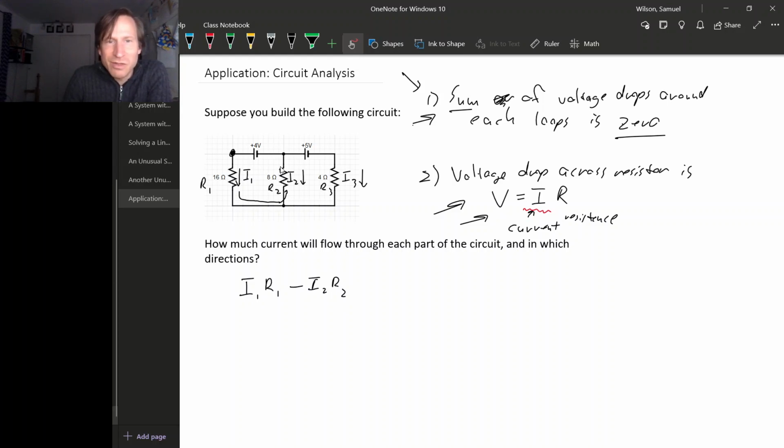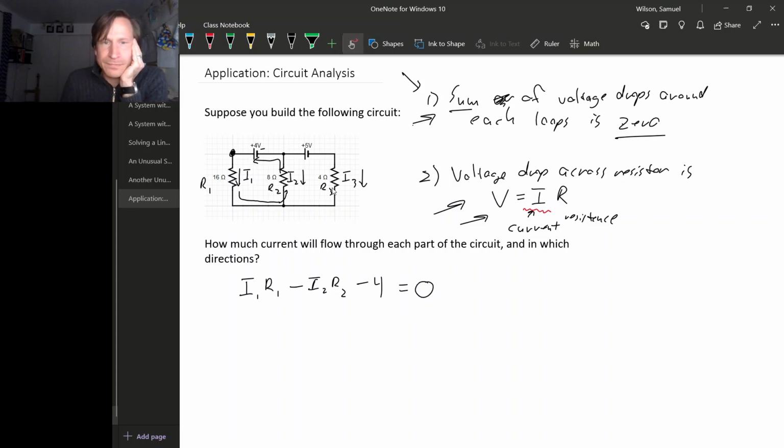And now as we go this way, we're going from the negative side of this voltage source, this battery, to the positive side. So that's a negative voltage drop because it's actually an increase in voltage. So we need a minus 4. Okay, and that is all equal to 0.